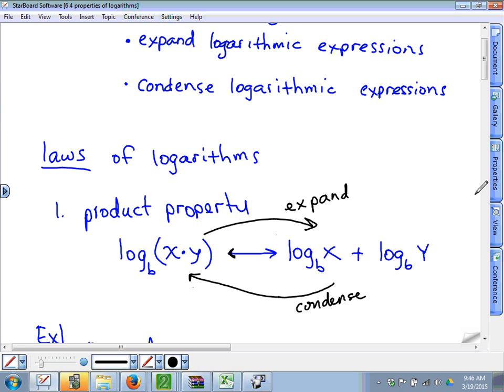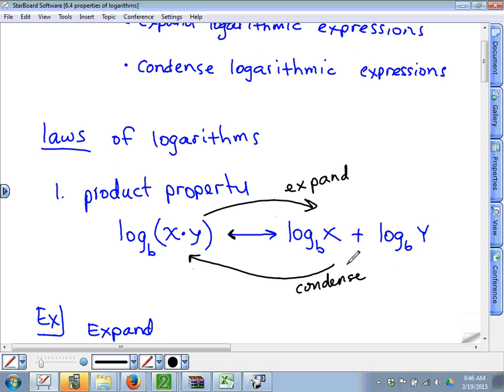So all 3 of the properties I'm going to show you today work both directions, expanding, condensing. It's going to be more useful to you guys, the condensing part of it, taking 2 logarithms and creating one. That's really what you have to focus on. Expanding isn't something you will need until you get into calculus, really. So let's practice. We'll start with expanding, then we'll do some condensing.